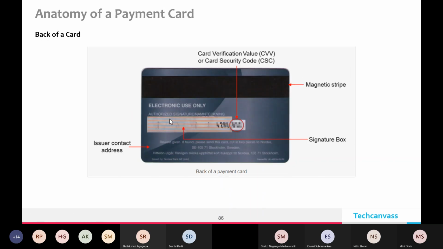And then if you look at the back of the card, you can see the CVV number, which is card verification value or card security code. Generally this is a 3-digit or 4-digit number. And there is something called the CVV2 number, which is recently coming up, that uses a second generation verification value mechanism to generate the numbers. That is why it is called the CVV2 number. These are also 3-digit or 4-digit numbers. And then you can see the signature box. And the important thing is the magnetic stripe. You see that. And you can see the issuer contact address.